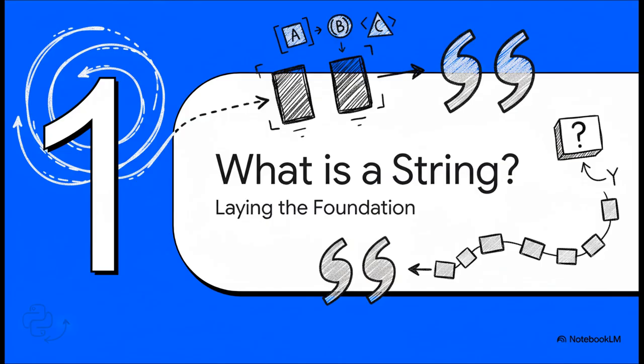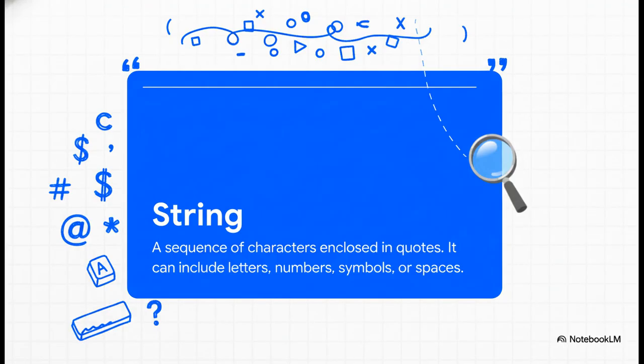Before we can start building, we gotta know what we're working with, right? So let's lay the foundation. What exactly is a string in the Python universe? It's actually pretty simple. A string is just a sequence of characters. Seriously, anything you can type on your keyboard, letters, numbers, symbols, even spaces, can be bundled up inside quotes to make a string. It's basically Python's way of handling text.